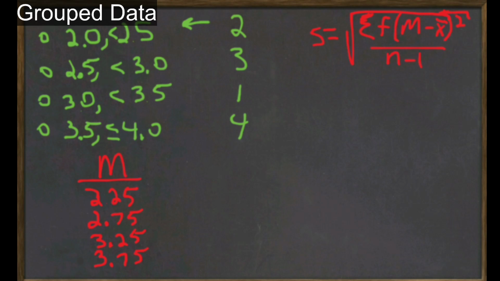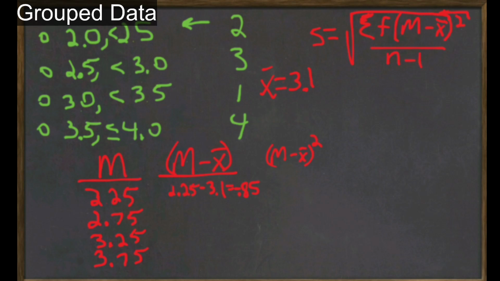Right, and then m minus x bar being the deviation from the mean, where the mean is, again, what did we calculate that as? 3.1. Let me just remind ourselves. X bar is 3.1. Okay, and so what we have here is 2.25 minus 3.1, or negative 0.85. Okay, and then we can do the same for the rest, and we'll eventually square these.